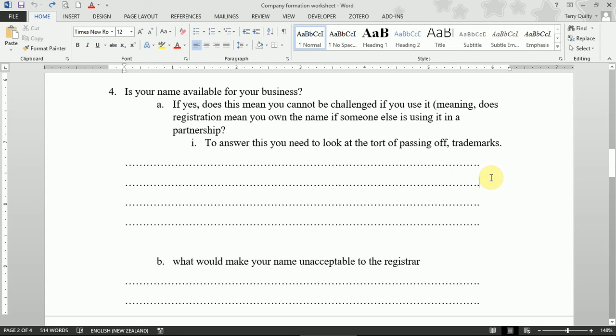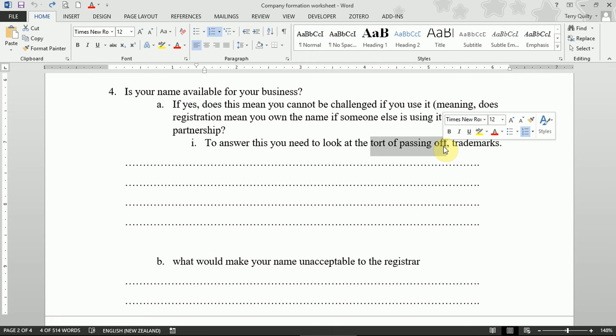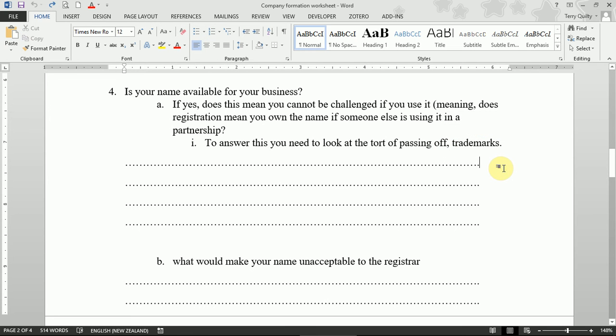But the thing you need to look at and Google a little bit is the tort of passing off. If a sole trader is using that name and has been for some time, or it's trademarked, can these people take you to court to stop you using the name? And the answer is yes, and the court may order you to relinquish that name.